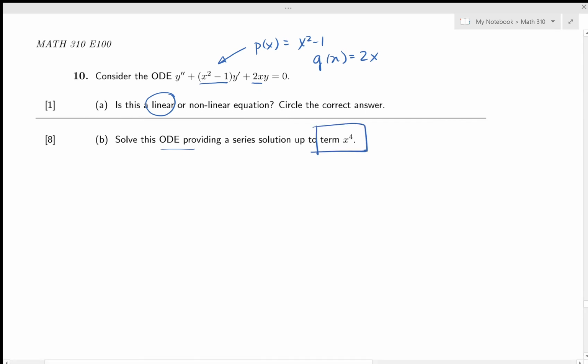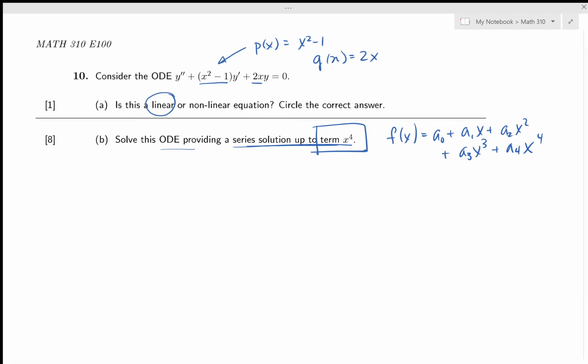Next point, I really want to make this super clear: read the question. I remember when we marked this question, a lot of people tried to give a general answer, and that is not being asked for. You're only being asked to provide a series solution up to the x to the 4 term. That means your solution should look like a0 plus a1x plus a2x squared plus a3x cubed plus a4x to the 4. That's it.